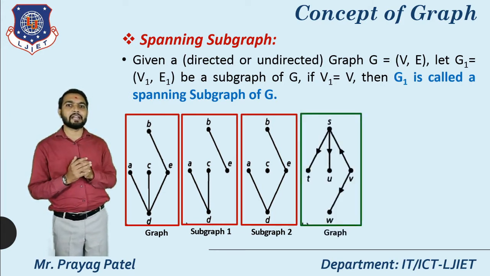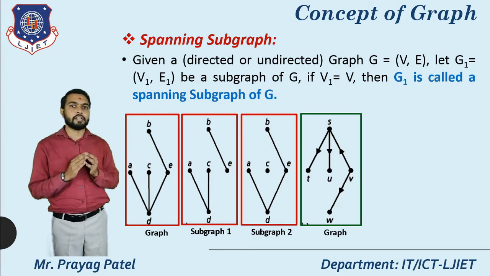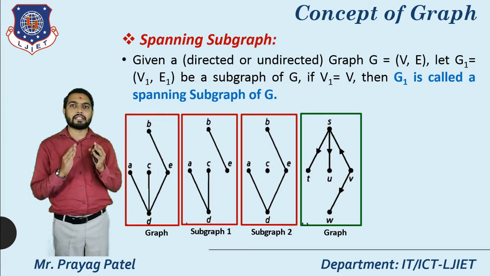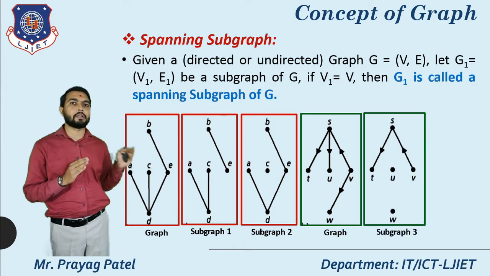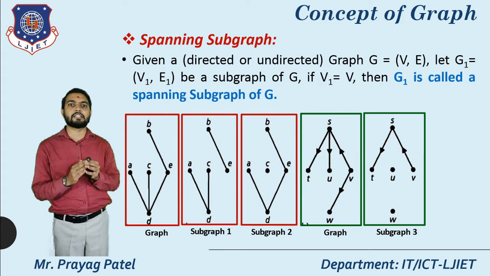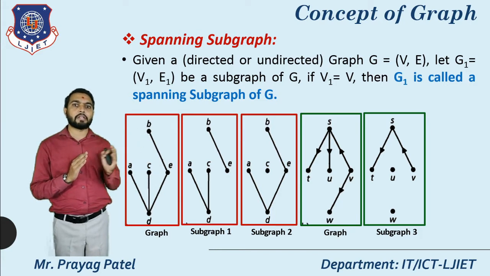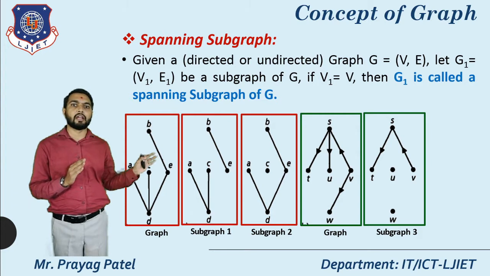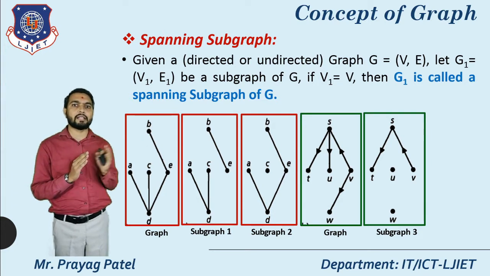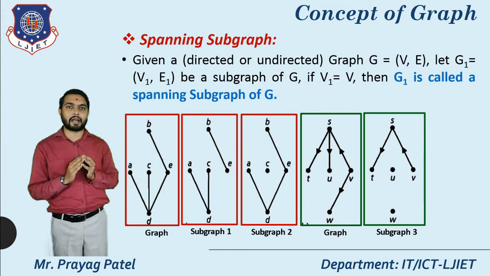Now for the directed graph also we can represent the spanning subgraph. So this is your graph as a directed graph. Now check graph 3: is graph 3 a spanning subgraph or not? For that, first check whether subgraph 3 is a subgraph of the graph or not. So here we include all the vertices and 2 edges, both are available in your graph also. So this is a subgraph.